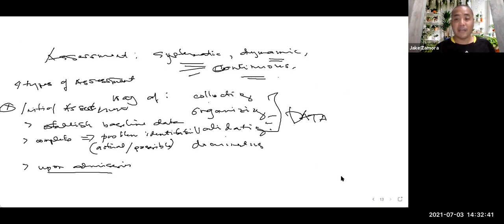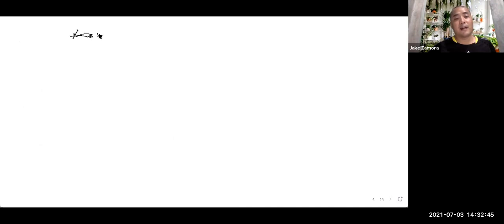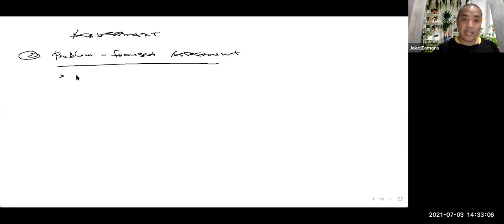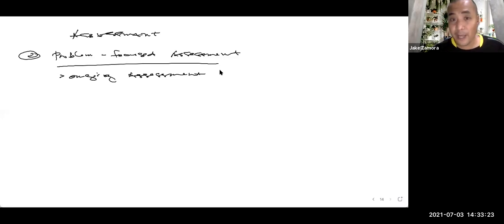Now, what is the second type of assessment? The second type is your problem focus assessment. What do you do when you have a problem focus assessment? This is an ongoing assessment. Meaning, after the initial assessment, if the client is admitted and continuous care will be provided, then you will have a problem focus assessment. Why is it problem focus? In the initial assessment, you got subjective and objective data that can help you identify the actual and the potential problems of your clients. Am I correct?